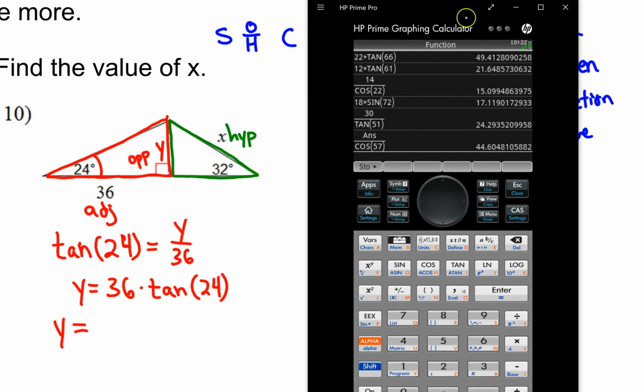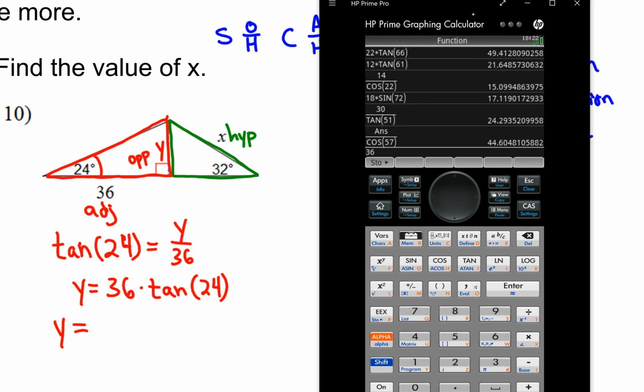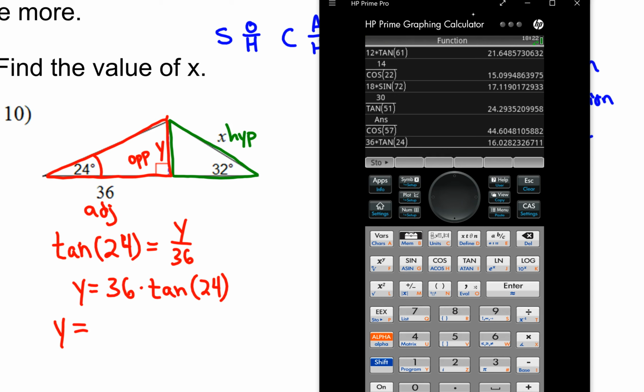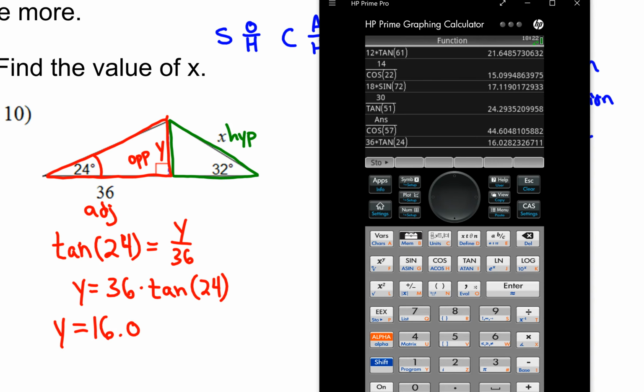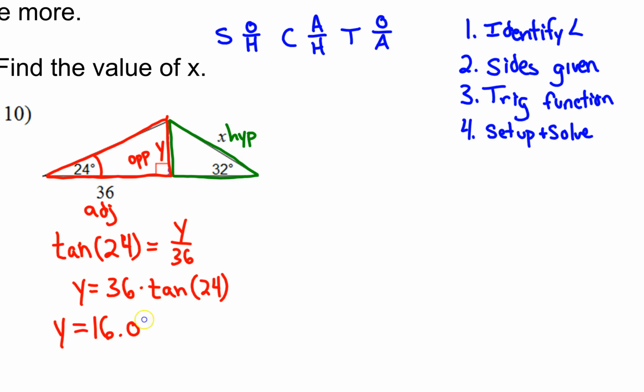So let's go ahead and do that. 36 times the tangent of 24. Hit enter, and we get 16.028. So that's going to be the value of y. 16.028. Okay. So that is this length here. So we can write that in, 16.028. That's that side length.